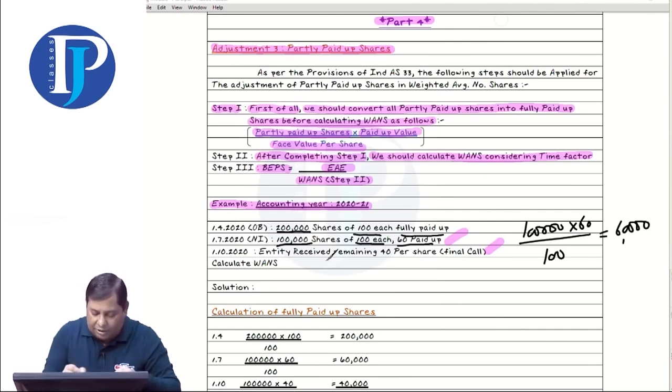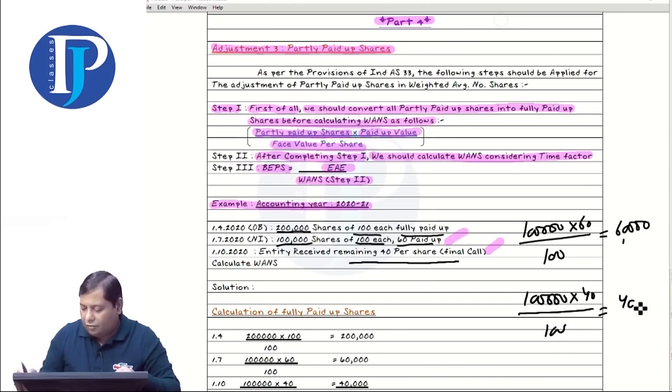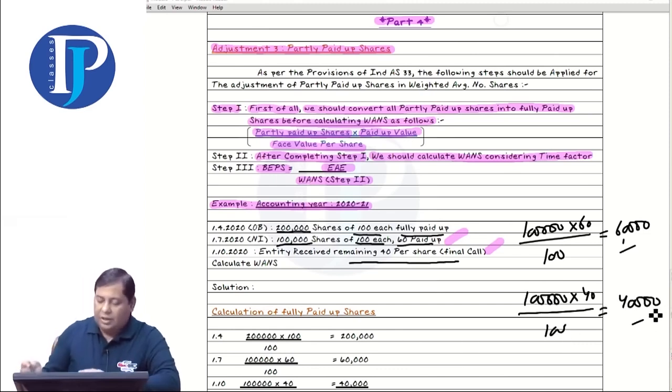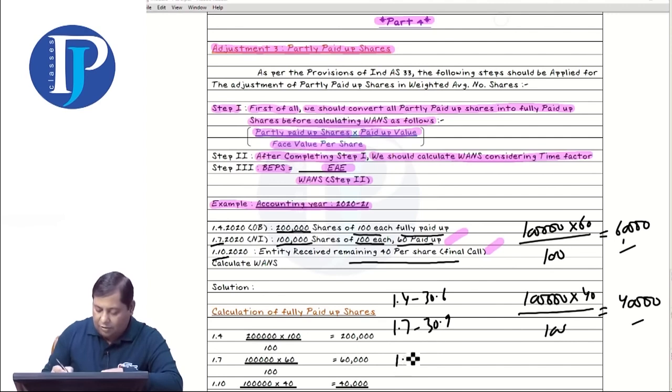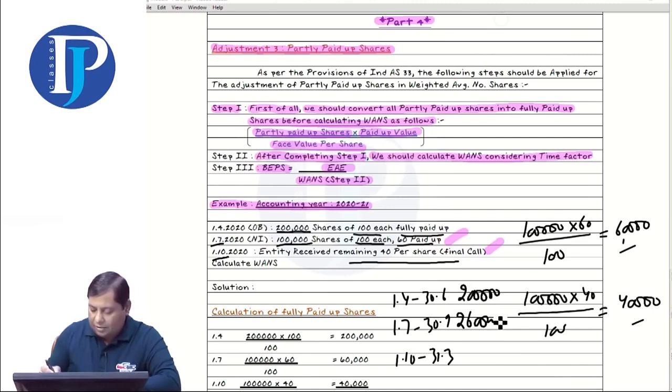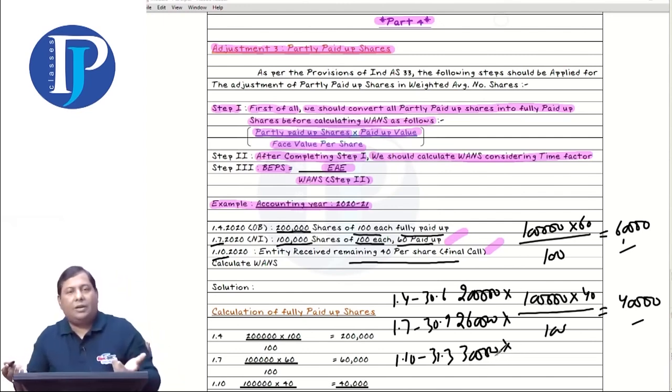Then the remaining call of 40 rupees was received. We will take 1 lakh shares, multiply by 40. This comes to 40,000 shares. Now this becomes equal to fully paid up. Take the time factor from 1st April till 30th June. Next from 1st July to 30th September. Next event is on 1st October, so from there to 31st March. Here I have 2 lakh shares. Then 2 lakh 60,000. Here it has become 3 lakhs. Just apply the time factor, you will get the weighted average.